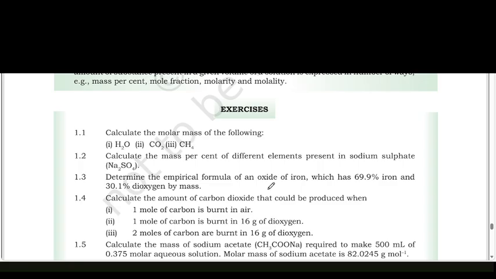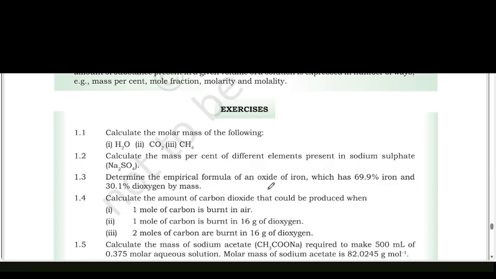FeO2 would seem to be the answer, but we have 1.25 and 1.88. So 1.25 by 1.25 is 1, and 1.88 by 1.25 will be 1.5. So multiply by 2 and 2. So Fe2O3 will be the answer.